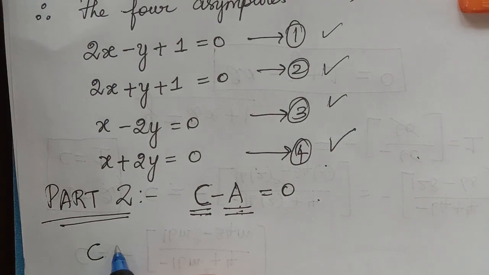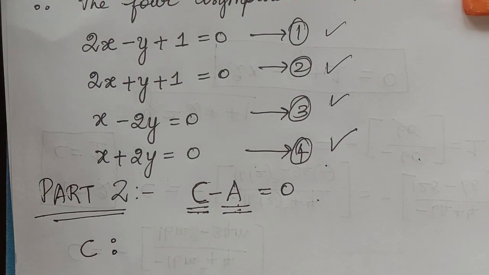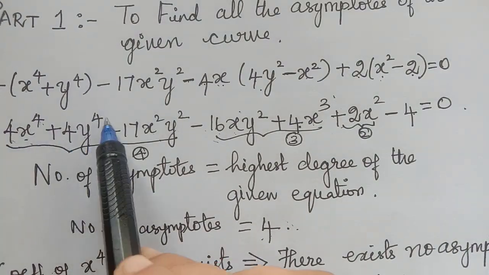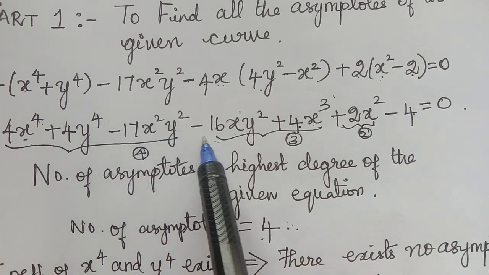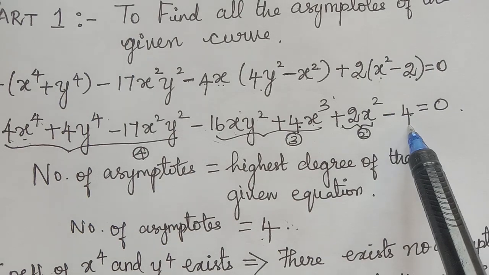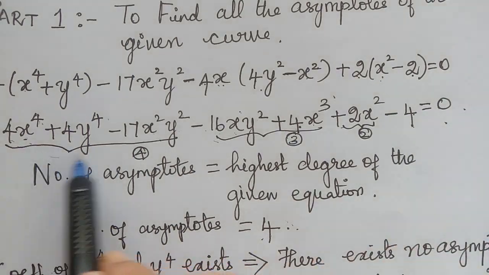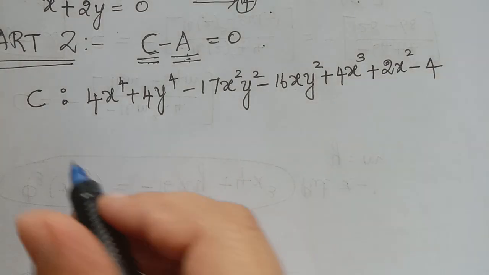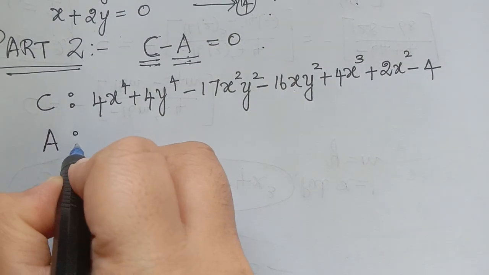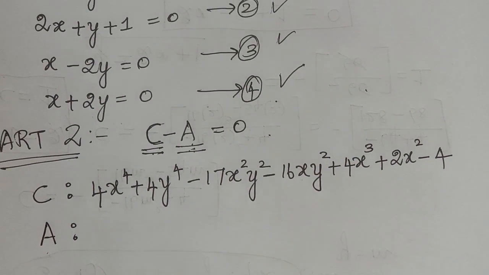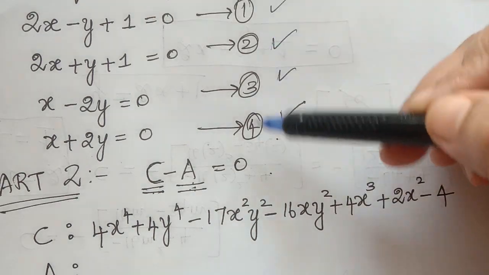So, what is the curve that is given? We shall write the equation of the curve that we have previously simplified. It is this curve. 4x power 4 plus 4y power 4 minus 17x square y square minus 16xy square plus 4x cube plus 2x square minus 4 equal to 0. So, this is the curve C. So, after writing the equation of the curve, next we have to write A. A is the combined equation of the asymptotes. That is, we have to multiply all the four asymptotes.